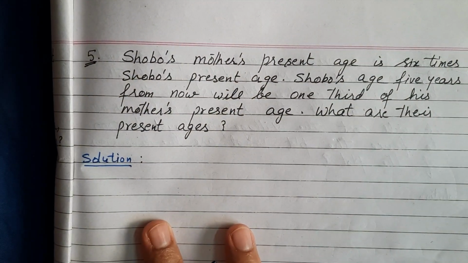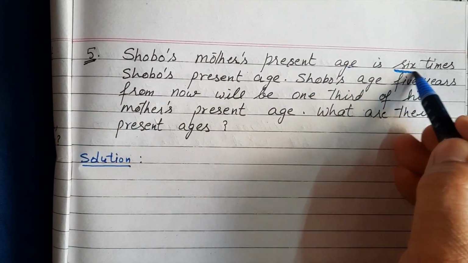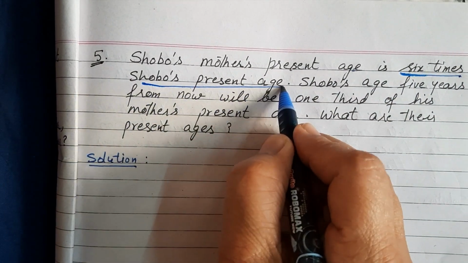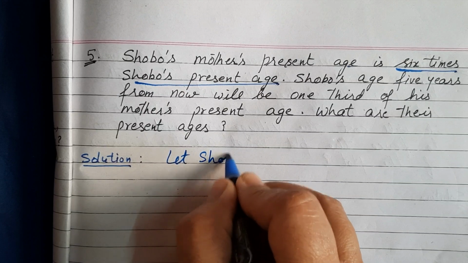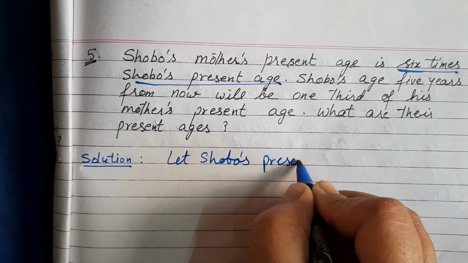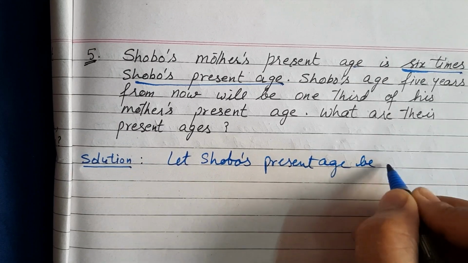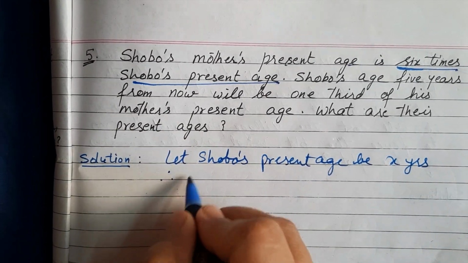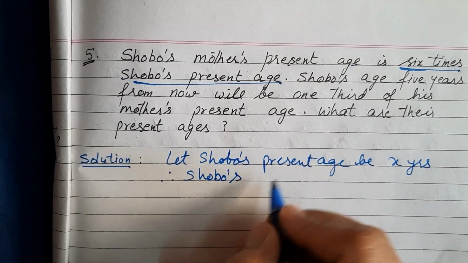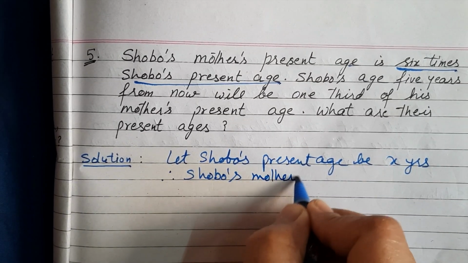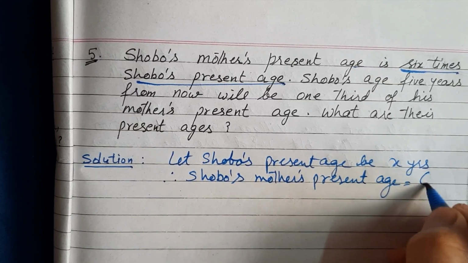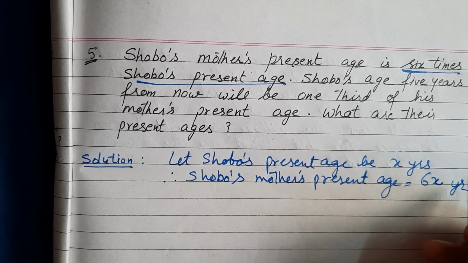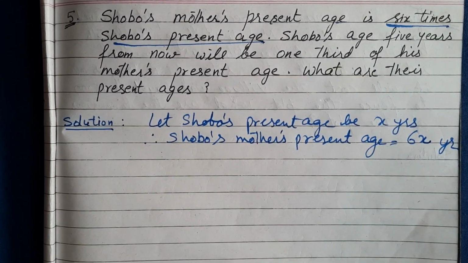Next question is, Shobo's mother's present age is 6 times Shobo's present age. Mother is 6 times. So what we have to suppose here? Let Shobo's present age be x years. Therefore Shobo's mother's present age will be 6x years, because mother is 6 times Shobo's age.